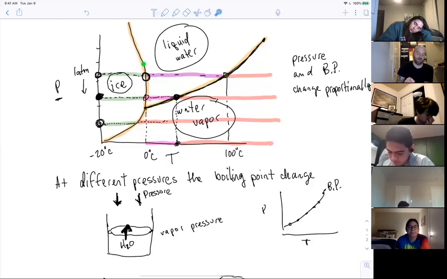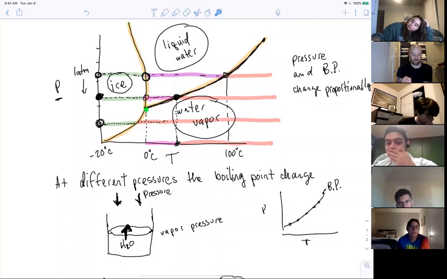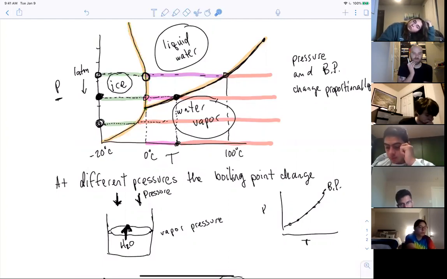If I'm over here on the ice to liquid boundary, I again have two phases. I have ice, the solid, and I have liquid water. So when I'm at equilibrium there, I have those two. The triple point is just interesting because I have all three. I can have water vapor, ice, and liquid water there. So you're in equilibrium with all three of the different phases that you can have.